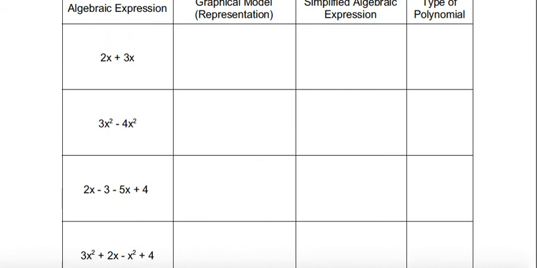So my first algebraic expression is 2x plus 3x. So I'm going to start by drawing 2 rectangles. Those are positive, and I have 3x, so 3 rectangles, and those again are positive values. So my graphical representation shows that I have 1, 2, 3, 4, 5 x's, so that's my simplified algebraic expression. And because it only has one term, this becomes a monomial.